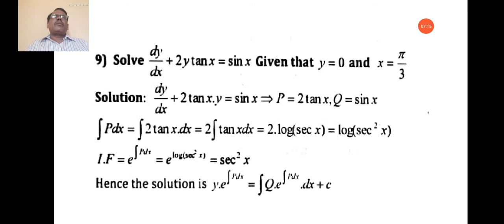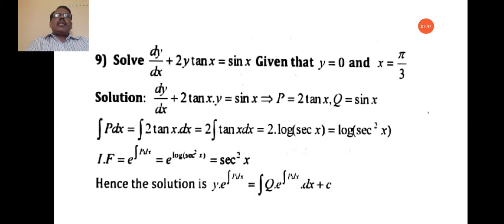After that we have to find the integrating factor. So what is the integrating factor? The integrating factor is e to the power of integral of p dx. First we have to find the integral of p dx. Integral of p dx is integral of 2 tan x dx, which is 2 into integration of tan x dx. The integration of tan x is log of secant x, so we get log of secant square x.